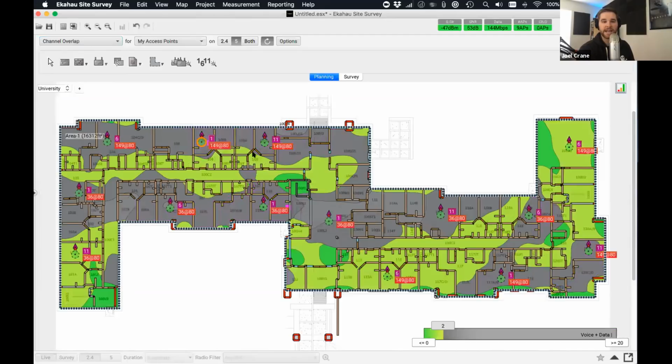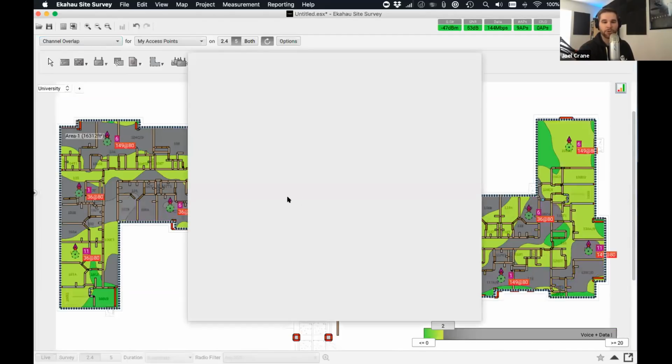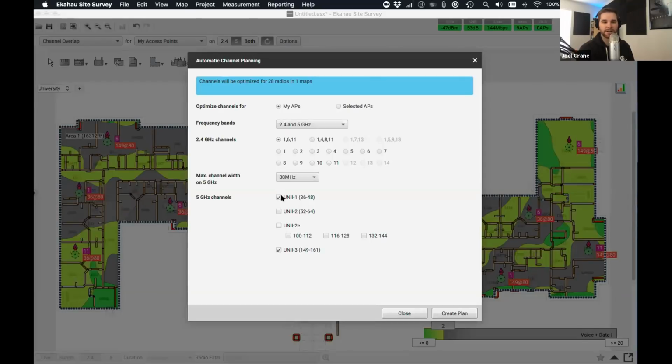Well, right now we are using 80 megahertz wide channels, and on top of that, we're only using 1 80 megahertz channel in UNII-1 and 1 80 megahertz channel in UNII-3. So I'm going to dial these channel widths back down to 40 megahertz wide channels. But Joel, narrower channels aren't as fast. Just wait, you'll see. I'm going to open up a few more channels for this network. I'm just going to try these 6 and see how that works, and then we'll hit create plan.